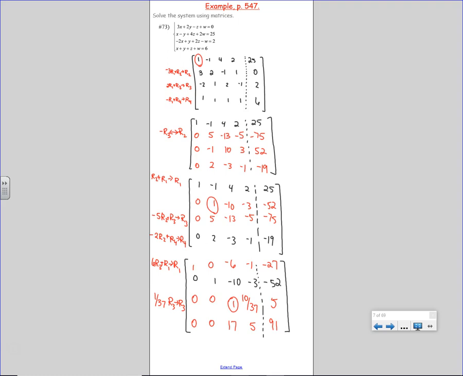What's the second one going to be? You can do the opposite, right? Good. 10 row 3 plus row 2 into row 2. What's the last one going to be? Negative 17 row 3 plus row 4 into row 4.